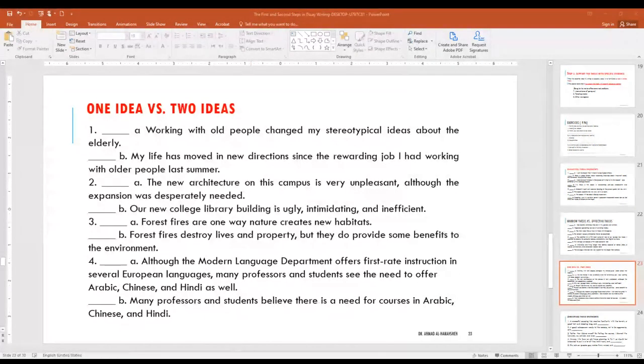Another exercise here: one idea versus two ideas. Look at this exercise. A, working with old people changed my stereotypical ideas about the elderly. B, my life has moved in new directions since the rewarding job I had working with older people last summer. Which sentence has one idea? Which sentence has two ideas?